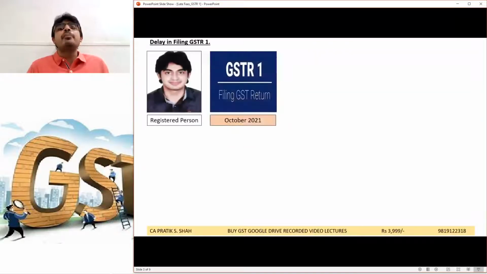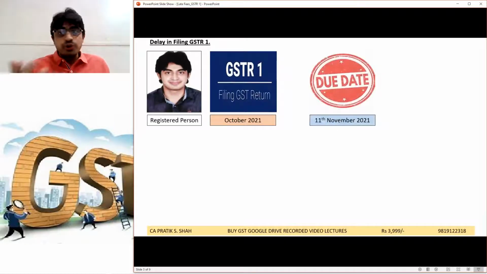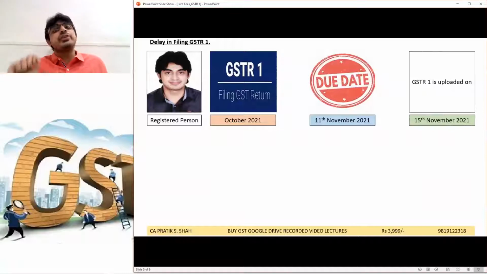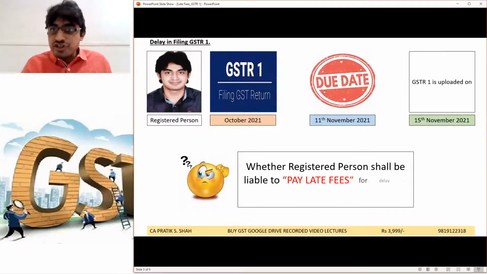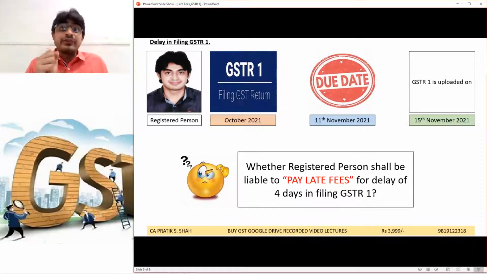Say, for example, I am filing GSTR 1 of October 21. The due date was November 11th. However, I filed on 15th of November, a delay of 4 days. Now my query is whether the registered person is liable to pay a late fee or not for the delay of 4 days.